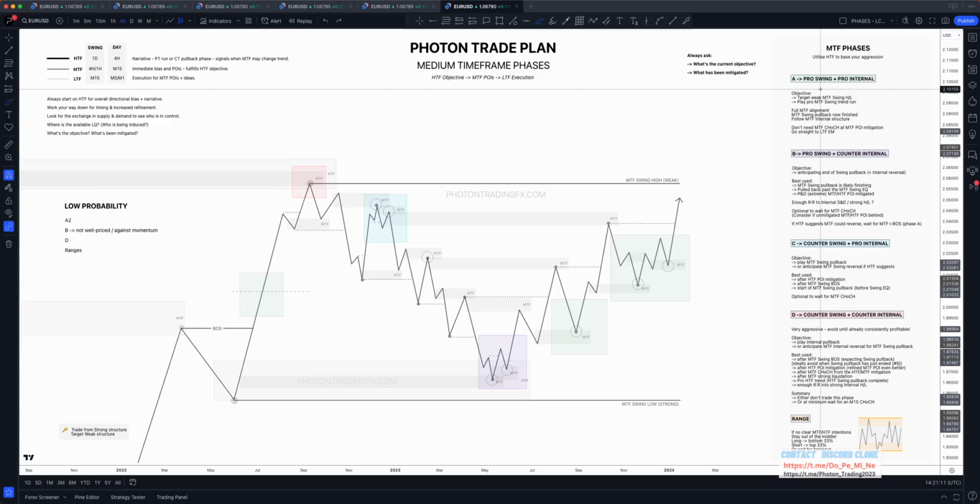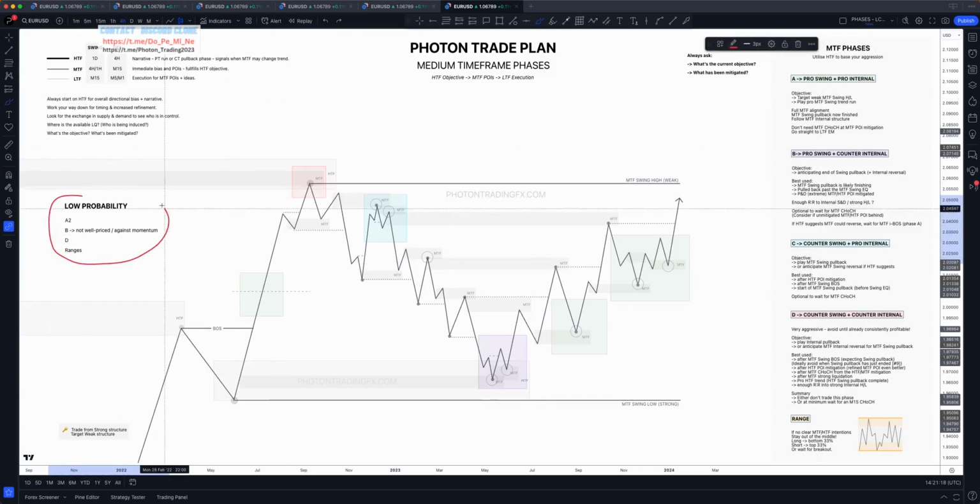So the first one we're going to kick off is low probability. Let's look at what those setups are. And generally, at least I have found, they come in these phases: phase A2, phase B, phase D, and phase ranges. I'll go through these one by one now to try and make those clear.